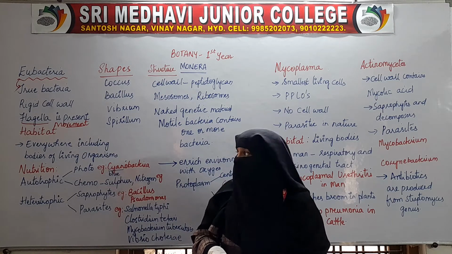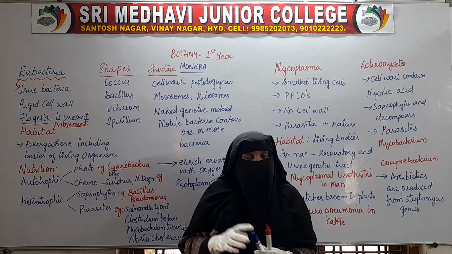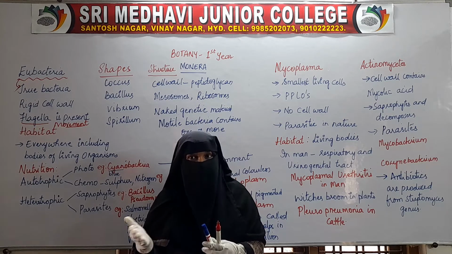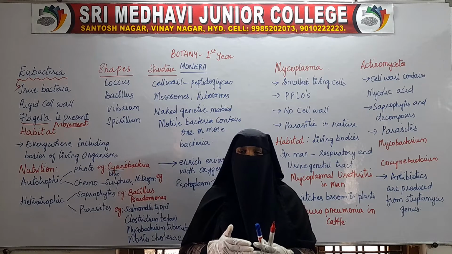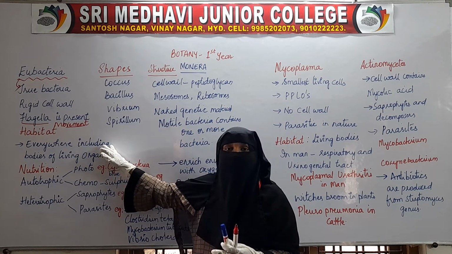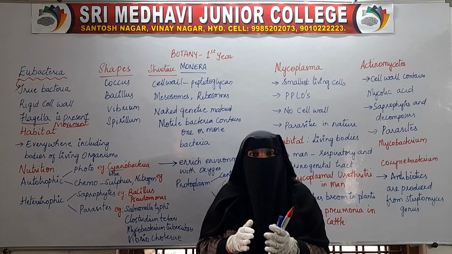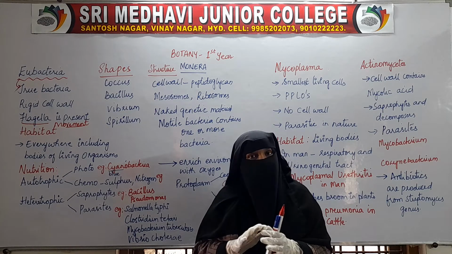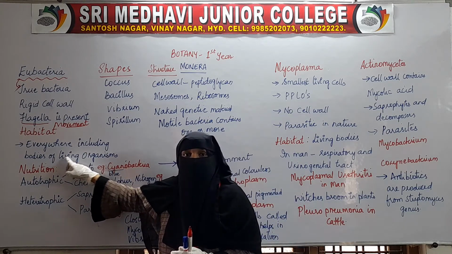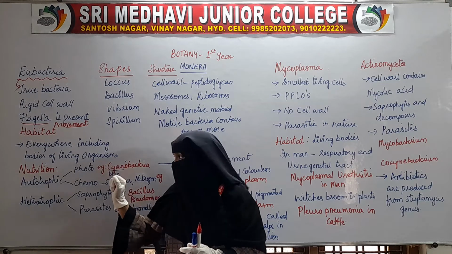Now coming to habitat, where do we find this type of bacteria? These types of bacteria are present everywhere. Archibacteria were present in extreme environmental conditions, that is in hot springs, high salt places, marshy areas, and very cold places. These bacteria cannot survive in extreme conditions, but they are present everywhere in normal surroundings, where the environmental conditions are normal, including the bodies of plants, animals and human beings.